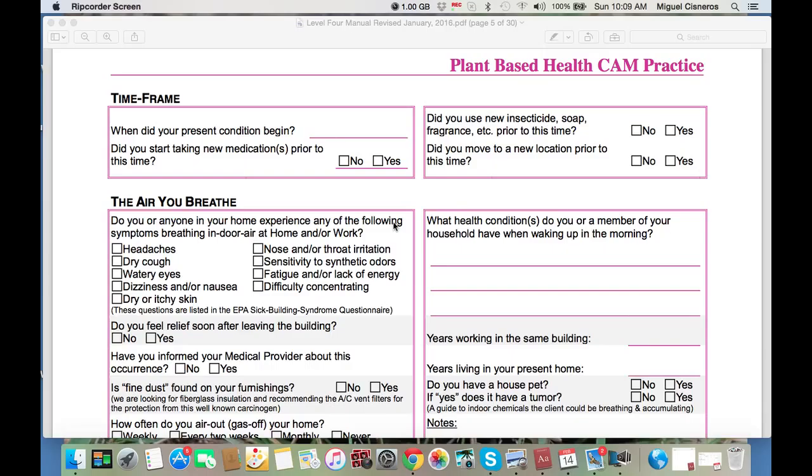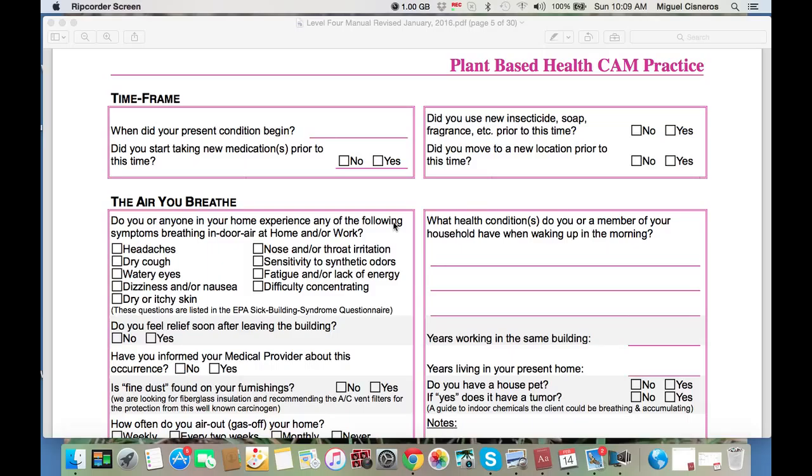So you begin to question, how many of us are on medication because of reaction to a smell? That's where we're going to be able to catch this. Remember, things that are not covered in the medical office. Did you move to a new location prior to this time? You want to ask those questions in time frame.